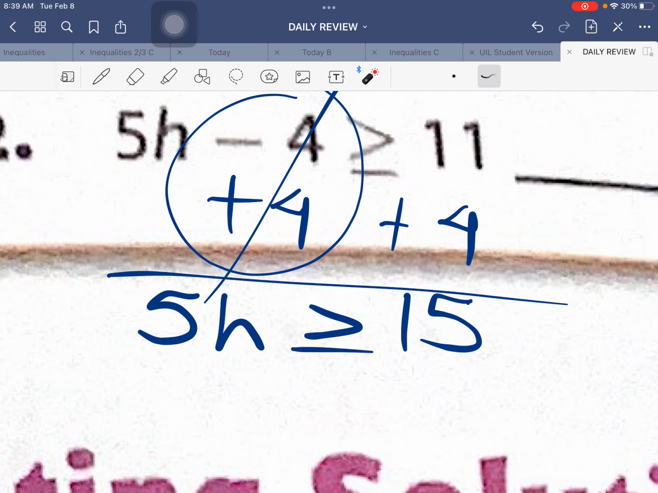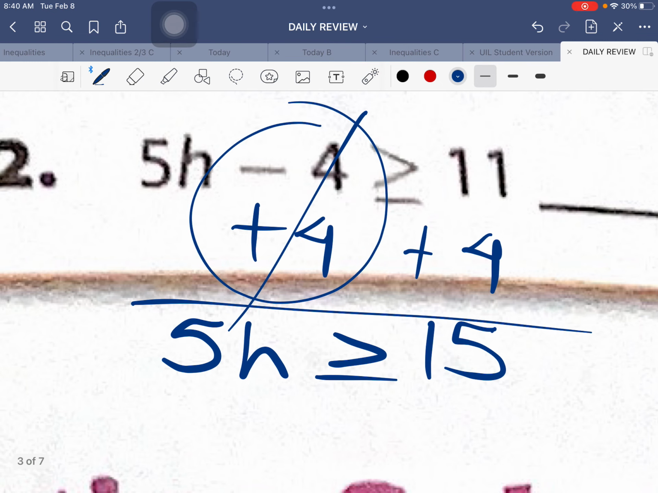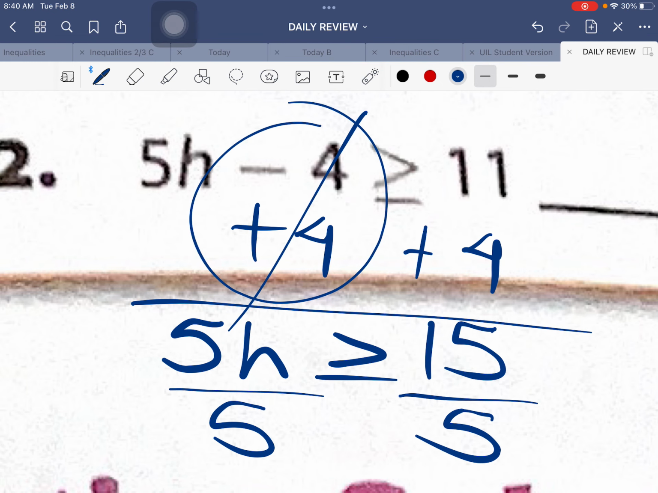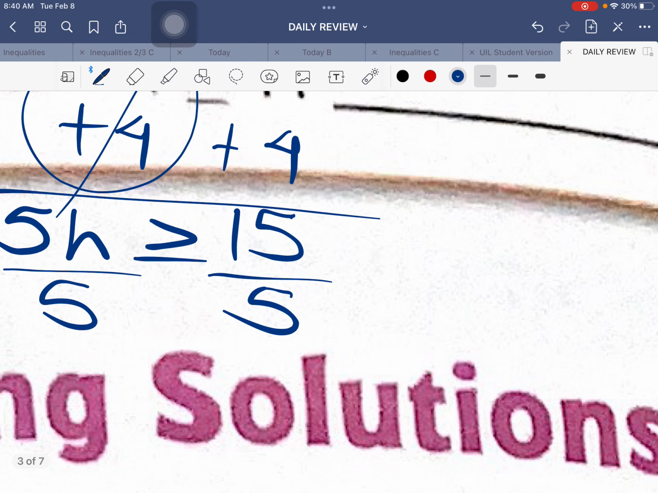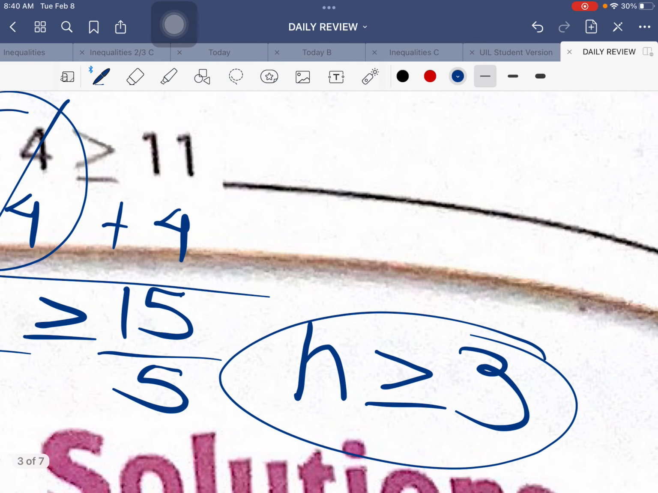Right now, what are these two doing? Multiplying. What's the opposite of multiplying by 5? Dividing by 5. What I do to one side, I have to do to the other side. So what's my answer? 3. But tell me the entire thing. Tell me the inequality. X is greater than or equal to 3. Perfect. That is perfect, guys.